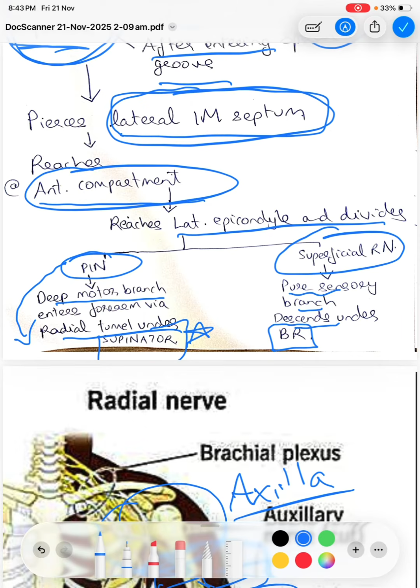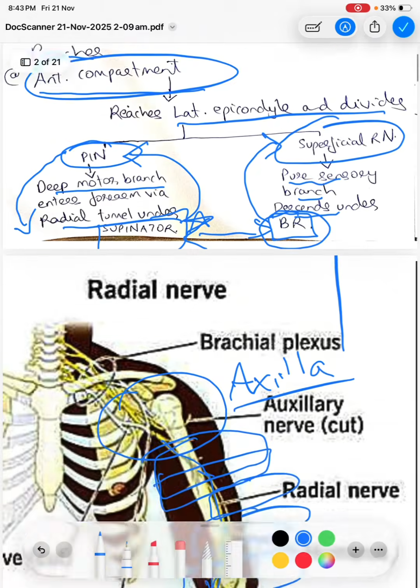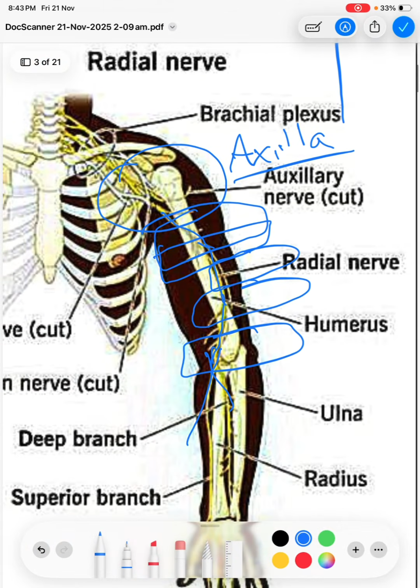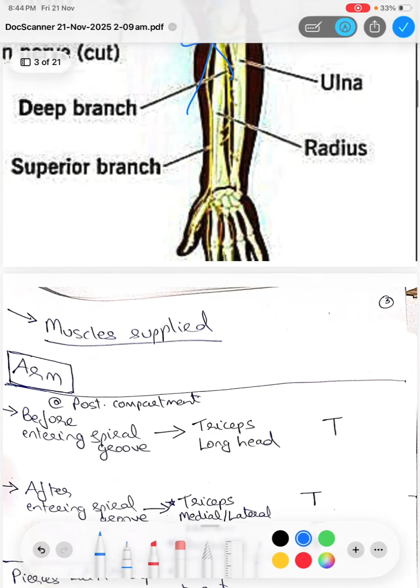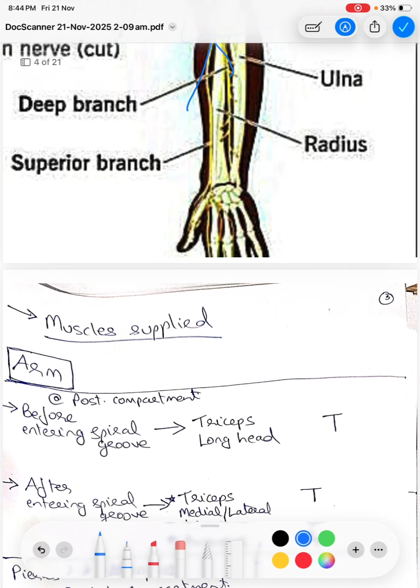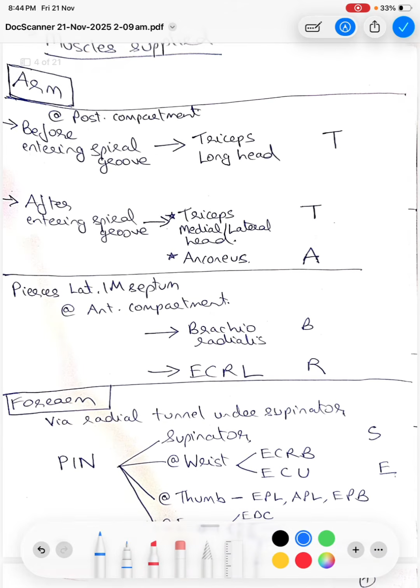So in the approach to the forearm, you always check for these two branches. Under brachioradialis, you find the superficial radial nerve, and under supinator, you find the posterior interosseous nerve. Am I making sense? Clear? So axilla, before entering the spiral groove, after entering the spiral groove, this was the posterior compartment, then it enters the anterior compartment by piercing the lateral intermuscular septum, goes to the elbow, and divides at the lateral epicondyle into the superficial radial nerve and posterior interosseous nerve. Am I making sense? Okay, so this was the basic.